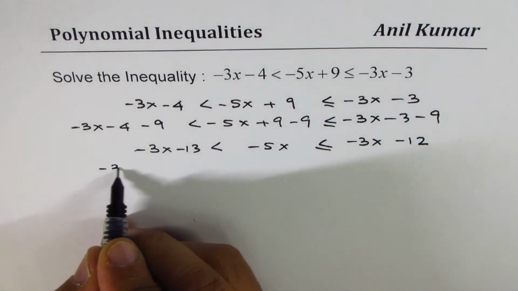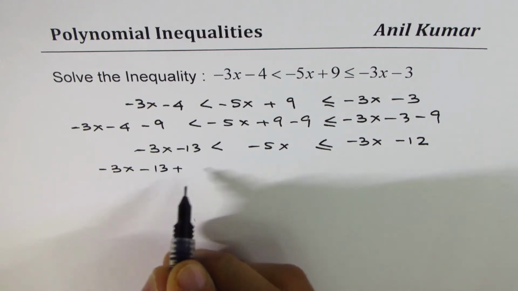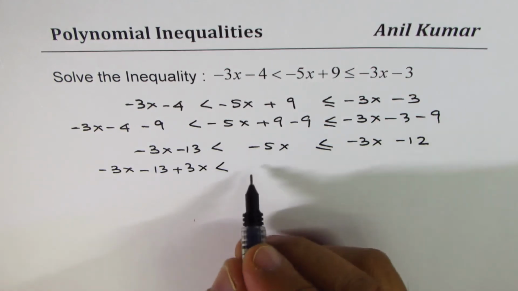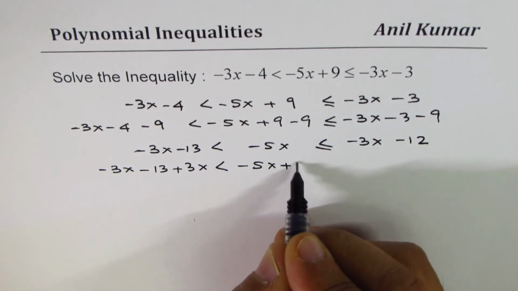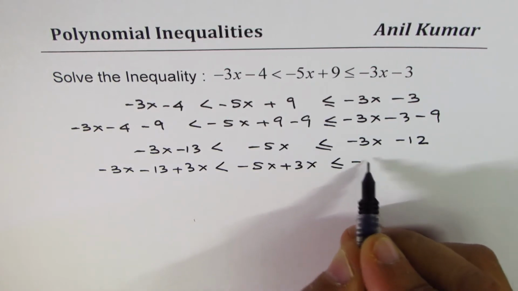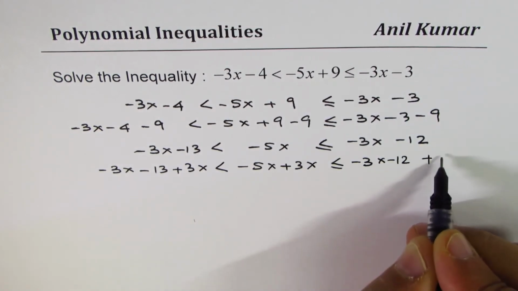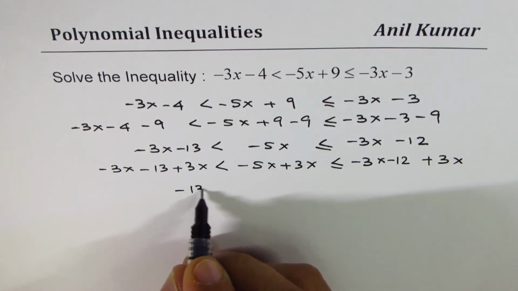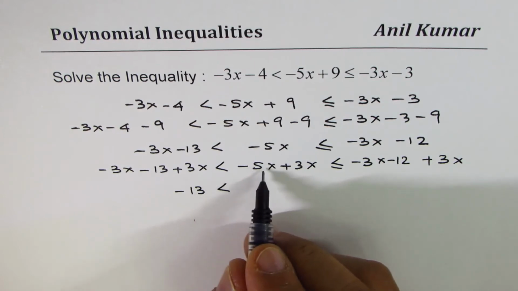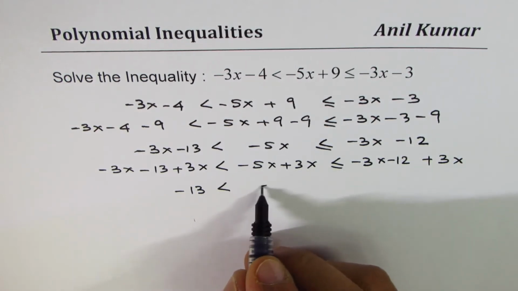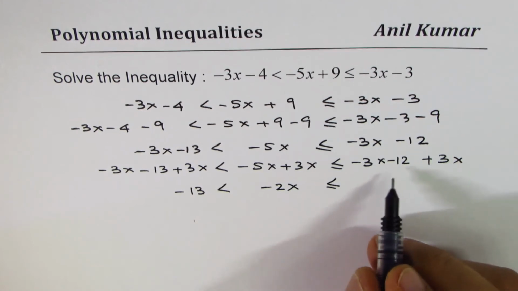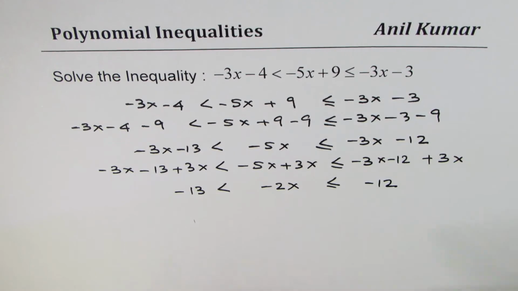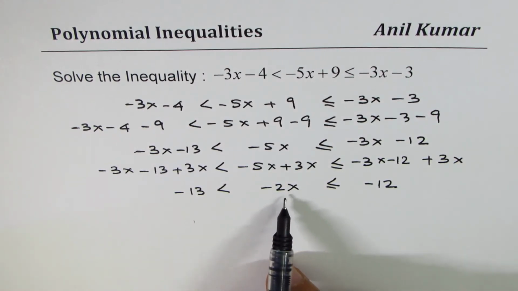So we get minus 3x minus 13 plus 3x. So that takes care of both the minus 3x, right? So minus 5x plus 3x less than or equal to minus 3x minus 12 plus 3x. Now minus 3x plus 3x is 0, so you get minus 13, and here we get minus 5x plus 3x, which is minus 2x. In this case, minus 3x and plus 3x is 0, we get minus 12, right? So we have minus 2x in the center.